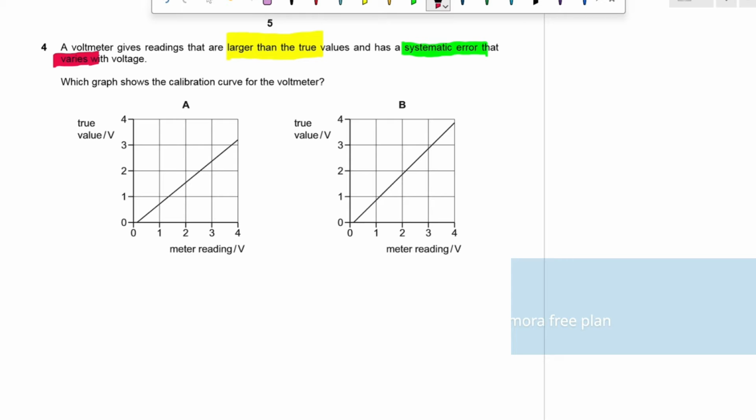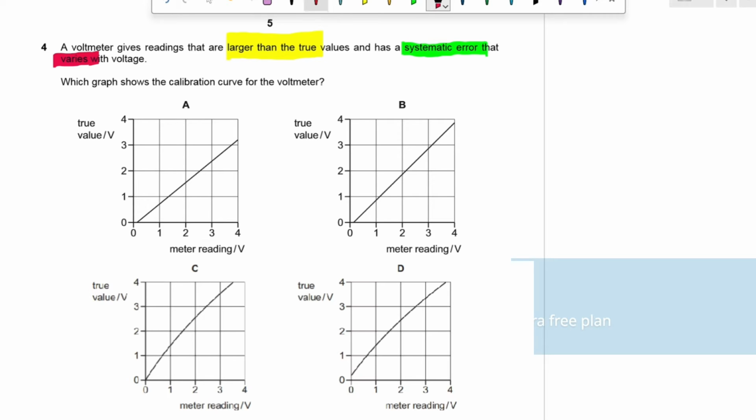So you first need to know how the systematic error is going to affect this and how it is going to work. The mere fact that it's giving readings that are larger than the true value, if I were to look at my answers, definitely without even skipping a heartbeat, I would say C is wrong. Because if you look at this, the line is passing through the origin right here, and that's wrong. It can't pass through the origin. That doesn't make sense.